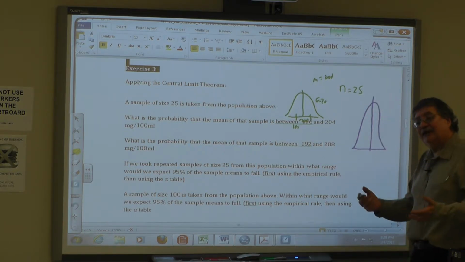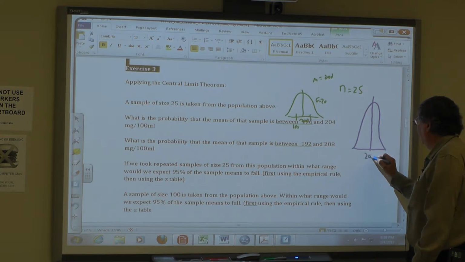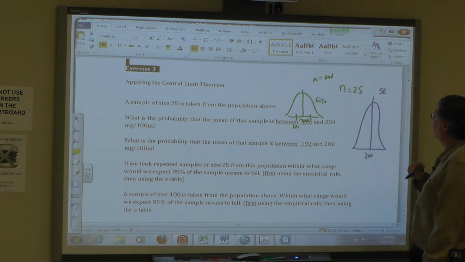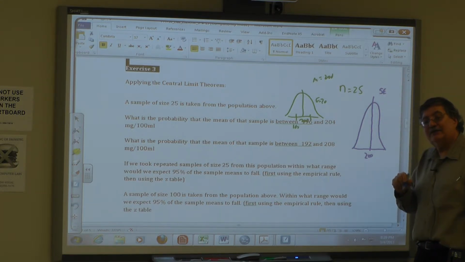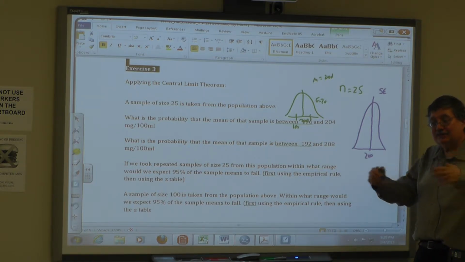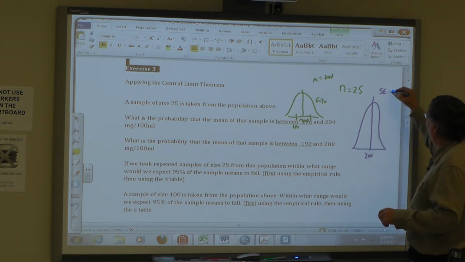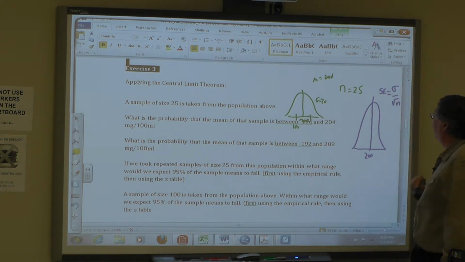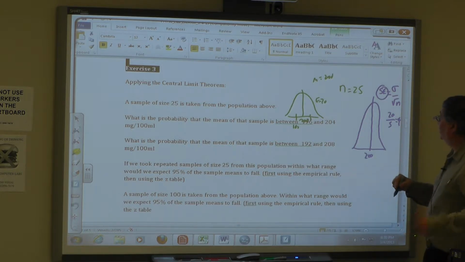If you take enough samples, the mean is going to be the same, 200. But for the standard deviation, I'm going to put SE, because I'm not dealing with the population anymore. We give it a new name, standard error, to indicate that it's the spread of the repeated samples. The standard error is equal to the standard deviation over the square root of the size of the sample. The standard deviation was 20, the sample is 25, and the square root of 25 is 5. So the standard error, or the standard deviation of the means of the samples, is equal to 4.